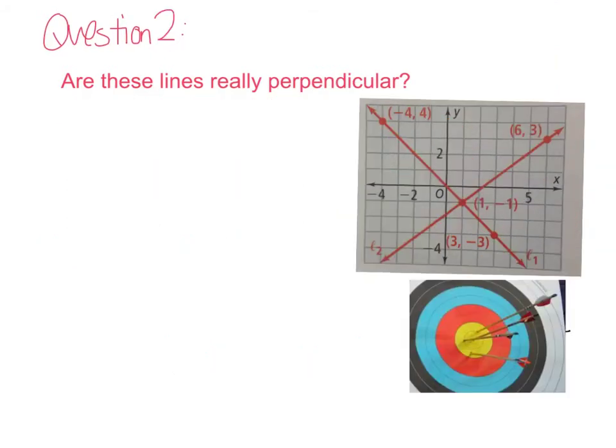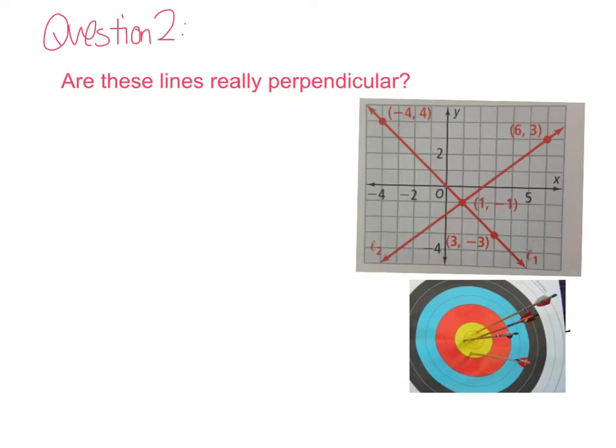Okay. Now for our second question. Our second question asks, are these lines really perpendicular? Okay, so these lines look perpendicular, but do they really create 90-degree angles in all 4 of these locations? Well, let's evaluate the slope of both of these lines.